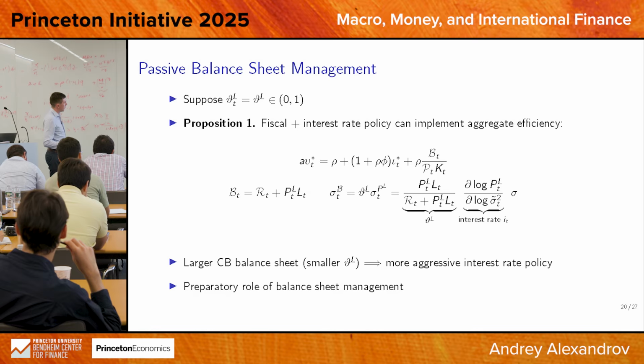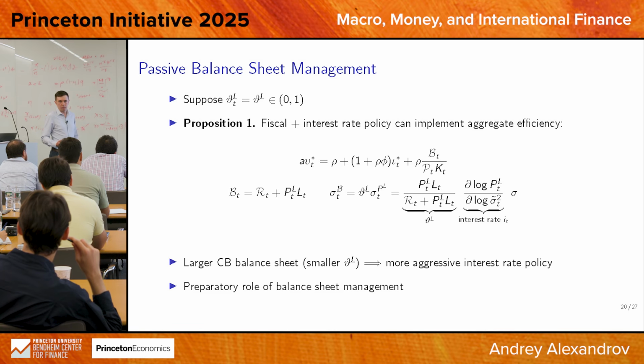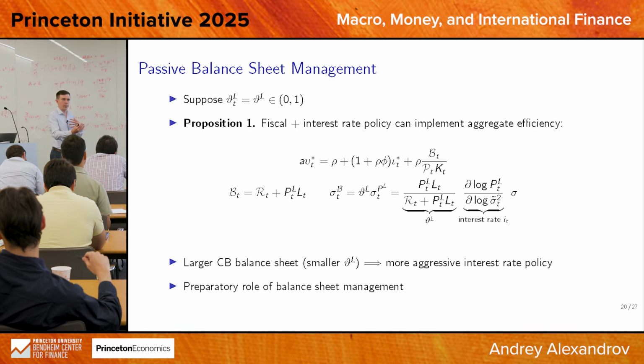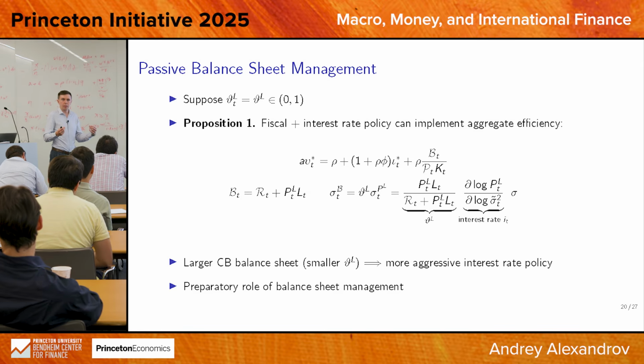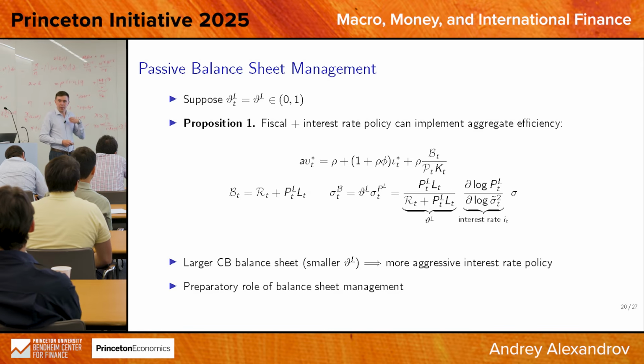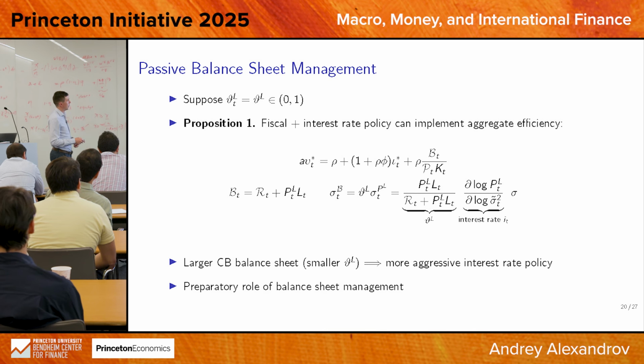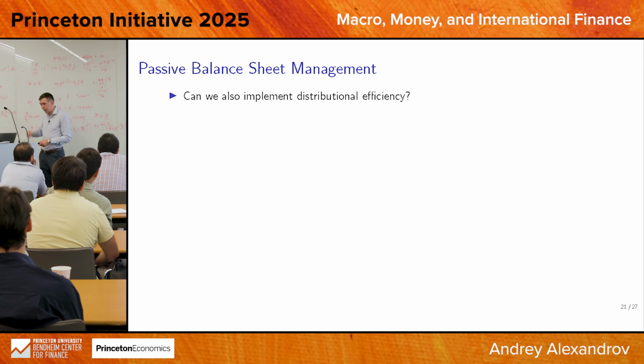And this also highlights this preparatory role of balance sheet management, in the sense that you don't do any balance sheet management when the shock arrives, but you have to think about how to place your economy in a good position such that your interest rate cut following the arrival of the shock is going to deliver the right response. That's the first result. Second result, can we actually think about distributional efficiency at the same time?